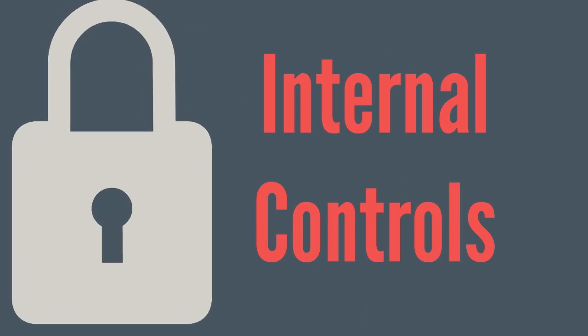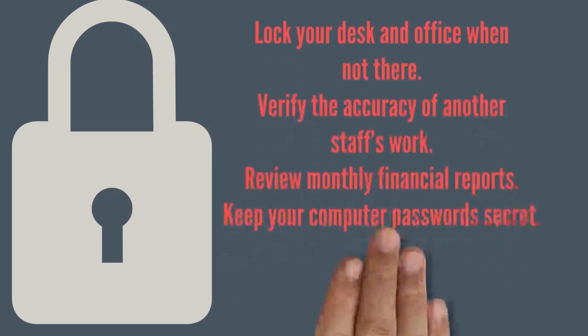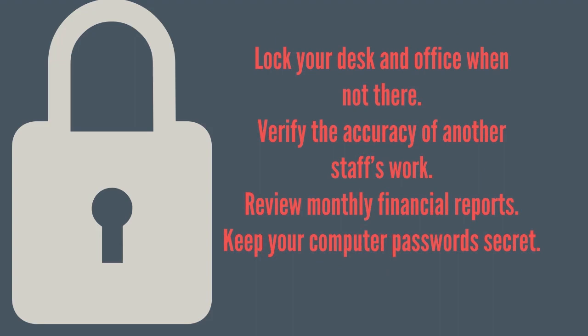What is an internal control? Internal control is anything that you do to safeguard assets or make more efficient or effective use of these assets. Internal controls help your organization achieve its objectives. Internal controls that you perform every day include locking your desk and office when you're not there, verifying the accuracy of another staff's work, reviewing monthly financial reports, and keeping your computer passwords secret.